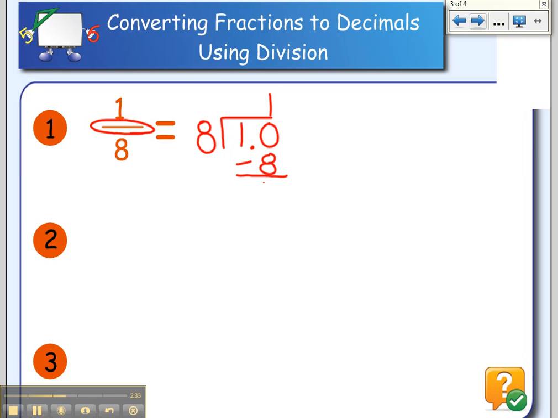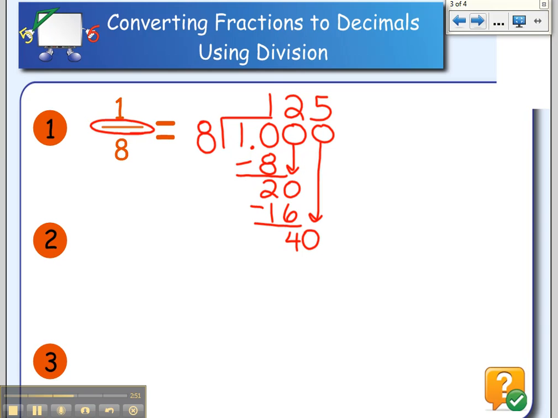Do my subtraction. I need to add another 0 because I need to keep going with this because I want a decimal for my answer. I don't want any remainders. 8 can go into 20 twice. 8 times 2 is 16. 20 minus 16 is 4. One more 0 I need, bring that down. 8 can go into 40 5 times. 8 times 5 is 40, so I end up with my remainder being 0. Now I know I'm done with the problem. My last thing is I need to bring my decimal point straight up into my answer.